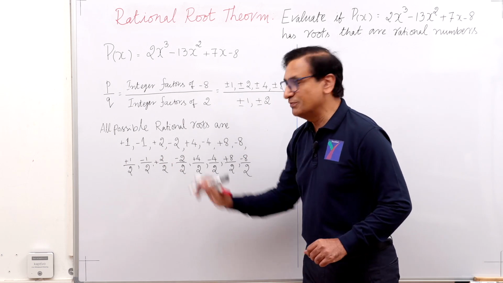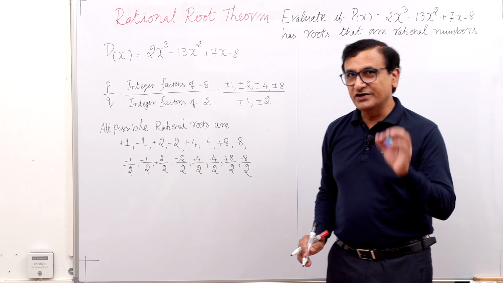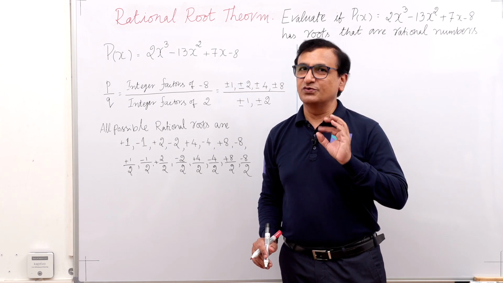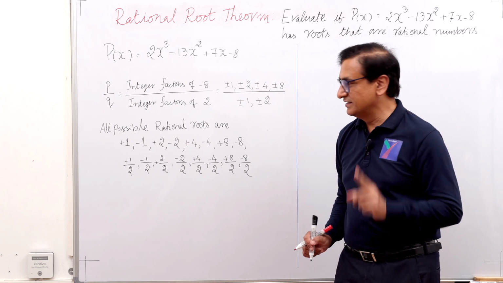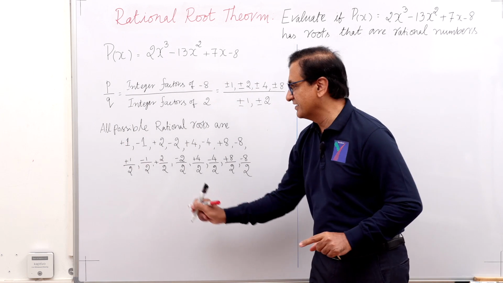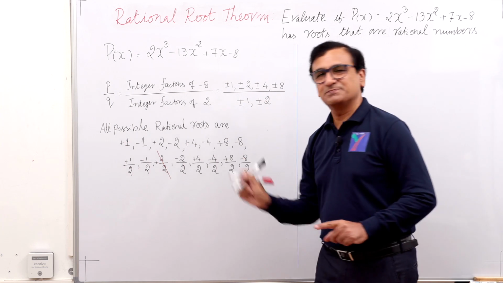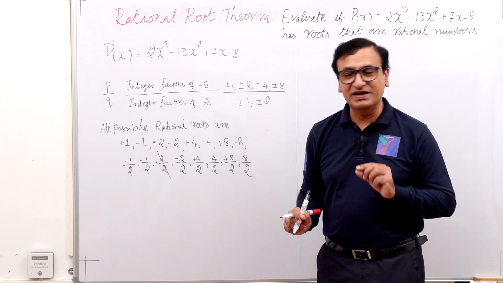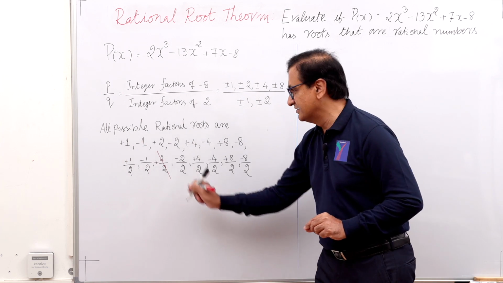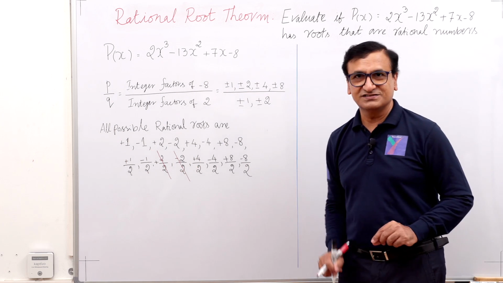Whereas, let us come to 2 divided by 2. If you reduce 2 divided by 2 to its lowest term, you will get 1, right? Because 2 by 2 is 1. And 1 is already listed here. So, we should not consider this. Similarly, minus 2 by 2, the lowest term is minus 1 and minus 1 is already here. So, we need not consider this.